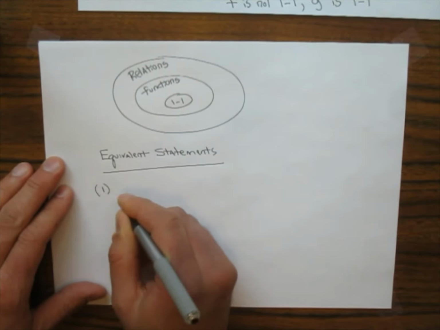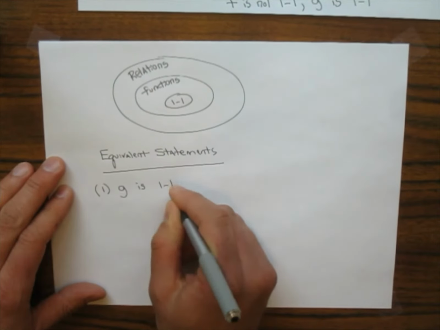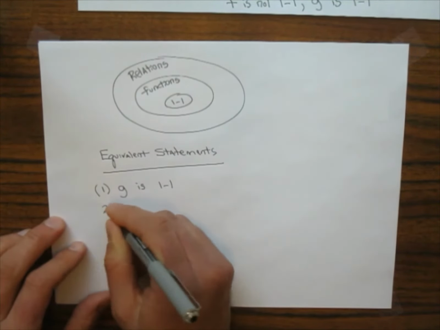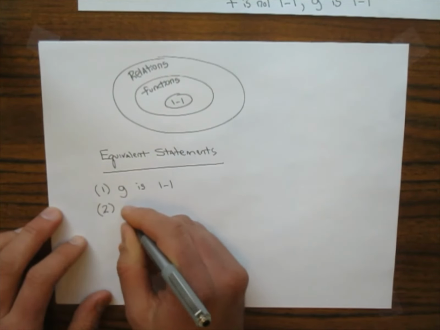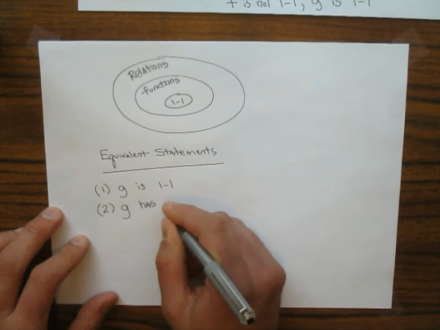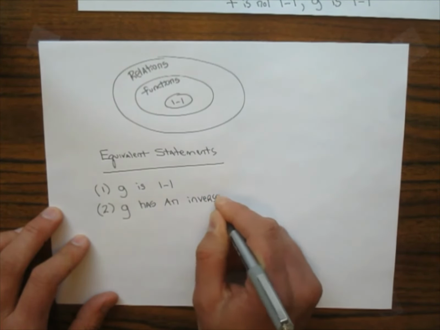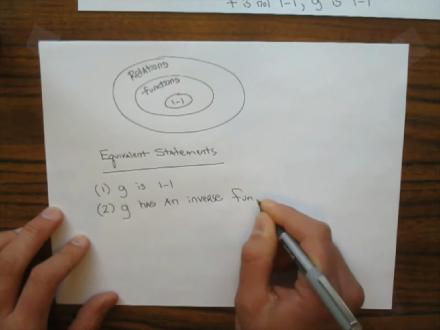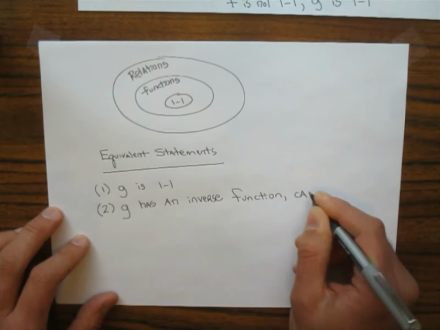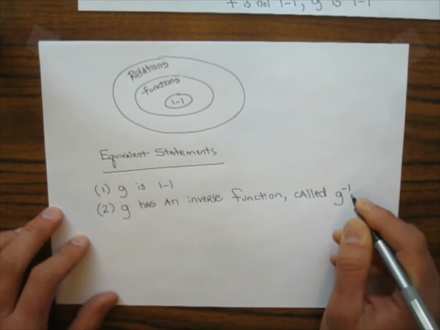First one being G is 1-to-1. The second statement would be that G has an inverse function called G inverse.